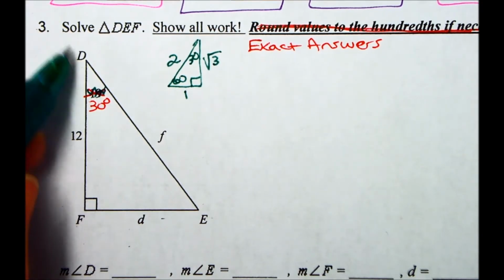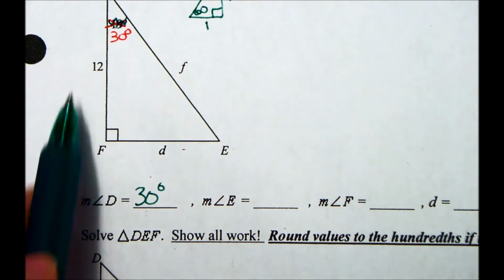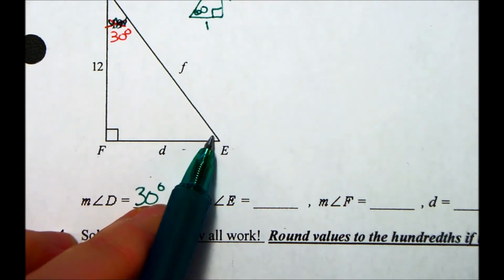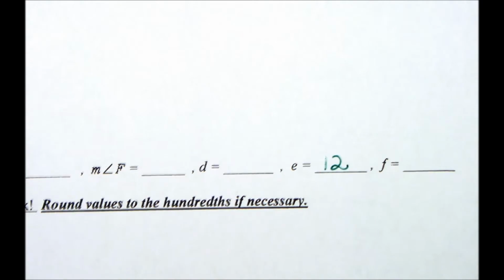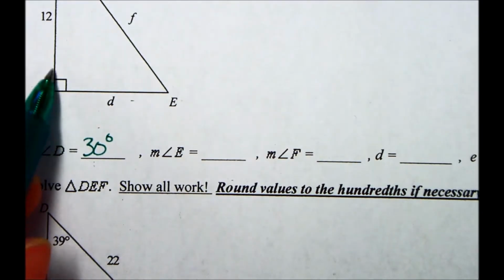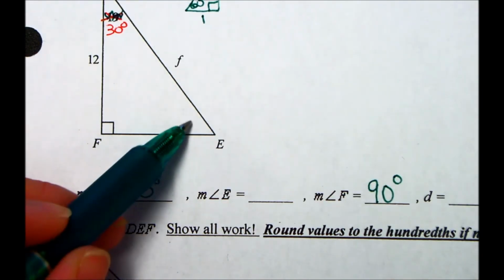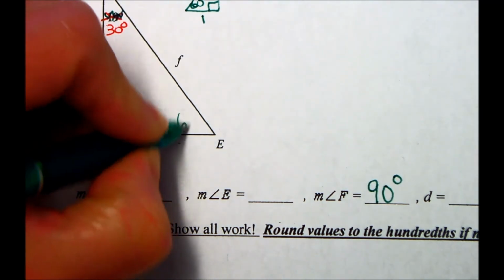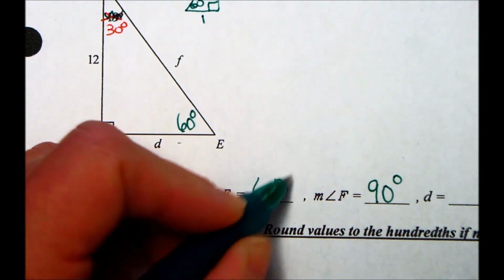These are going to be exact, they might be radicals. But angle D is 30 degrees, so we can fill that in here. That's given. The 12 is across from angle E, which means it's side E. So side E is 12. And then F is your 90-degree angle, so we can put 90 degrees here. And since this is 30, that means angle E has to be 60 degrees. So we can put a 60-degree mark there.